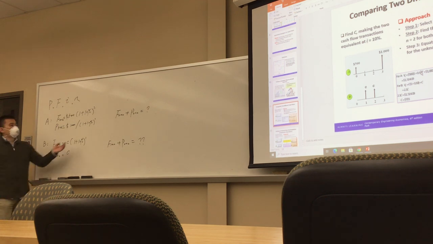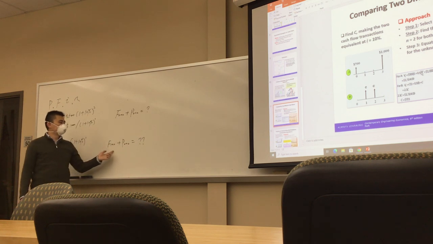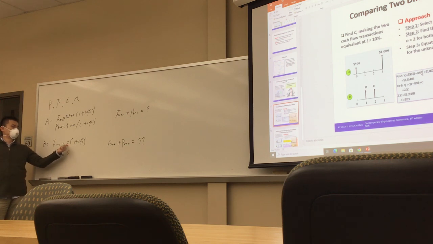Okay, then you get value for this, right? And you get value for this. This we still have C, correct? Actually, how much is C? 2.1 C, right?